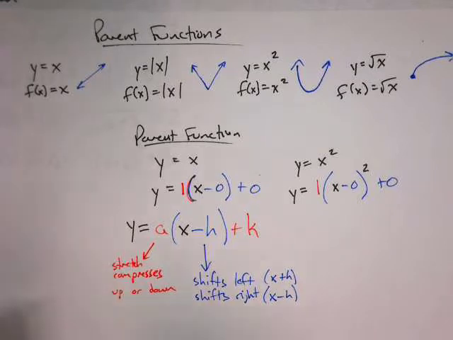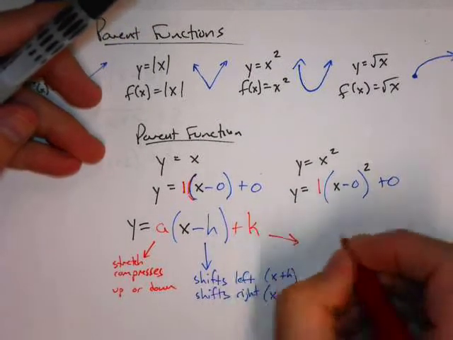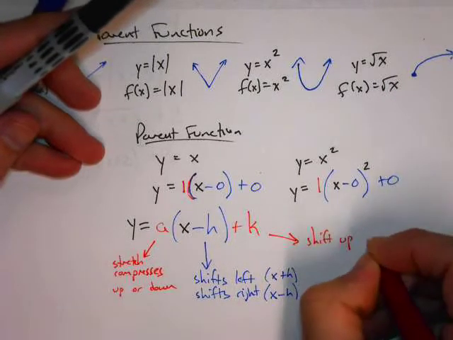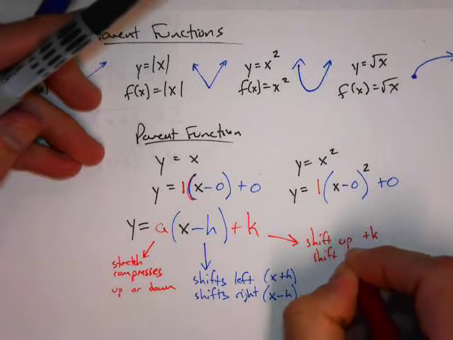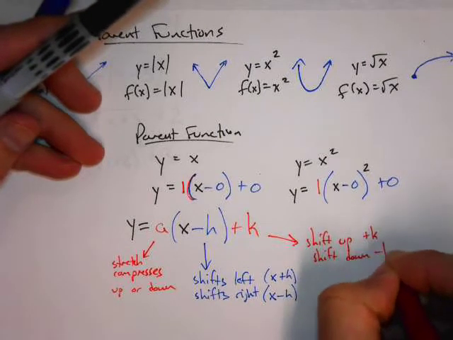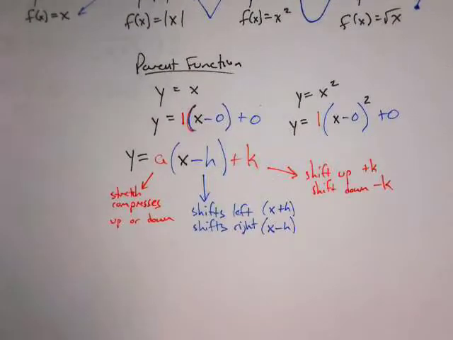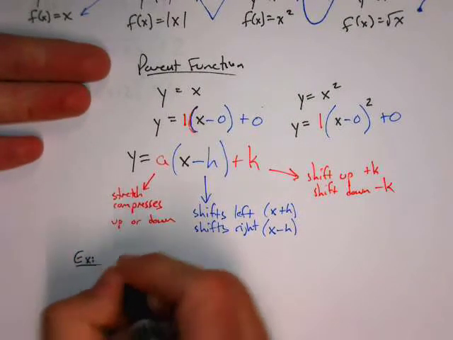And then lastly, we have the plus K. So the plus K will shift a graph up or down. Shifts up if it's plus K, shifts down if it's minus K. And we'll be able to see that in a couple of examples. And I'll make one real quick one. So let's do a fast example, and then we'll jump into those four things.